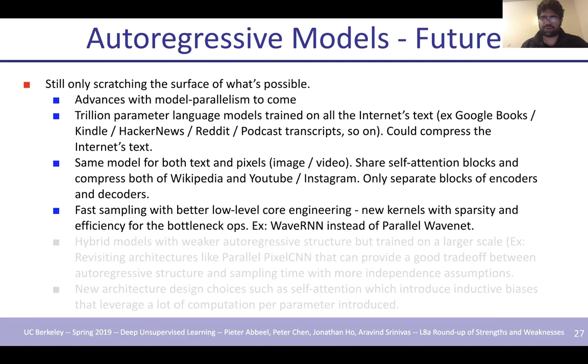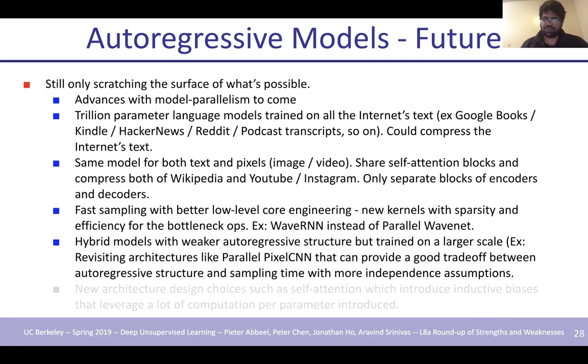It's also possible to make autoregressive models more useful by figuring out faster ways to sample with better lower level primitives at the CUDA level, for instance, sparse kernels. For example, WaveRNN uses all these mechanisms for production and doesn't need to be distilled into something like a parallel WaveNet. It can just work as a standalone autoregressive model and still be deployed on an Android phone. Hybrid models with much weaker autoregressive structure, but that can be trained on a larger scale, could be revisited.